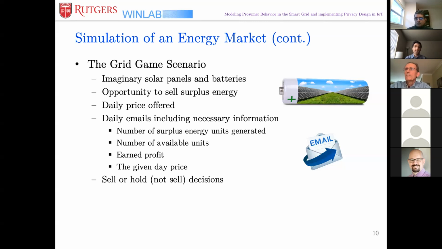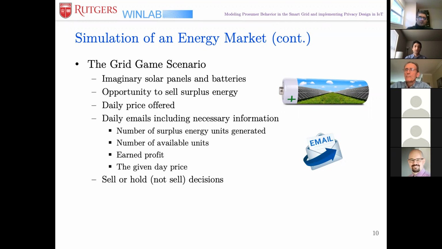The subject's task was to maximize their profits by selling their surplus electricity when the prices were highest. The price paid by the fictional power company for prosumer-generated electricity varied from day to day in a manner that loosely mimicked the variation in wholesale energy prices.